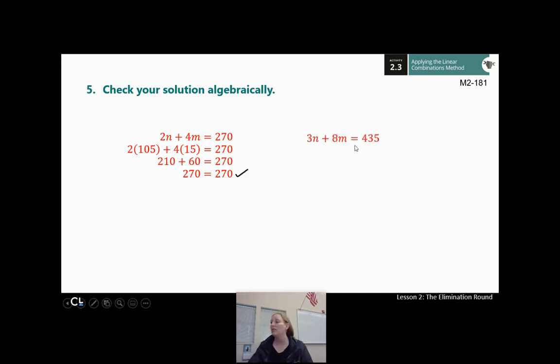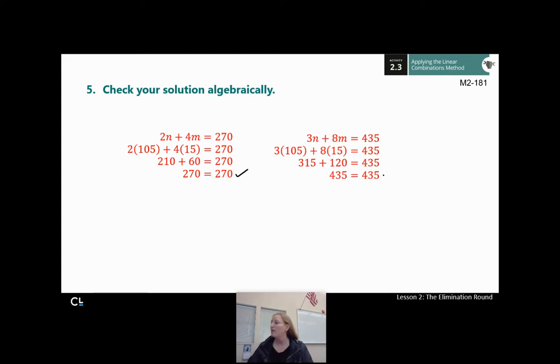So we'll do it again for our other equation. Instead of N, we'll put in 105. Instead of M, we'll put in 15. So 3 times 105 is 315. 8 times 15 is 120. And 315 plus 120 does give us 435.